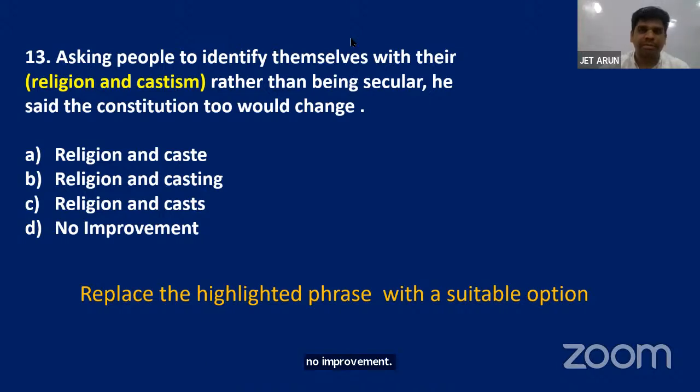Right. Make an attempt, students. Good, good, good. I'm getting response. I'm again getting a mixed response. Fatima says A, religion and caste. Boy says C. Ananta says D. Jyoti says B. Vaishali says D.